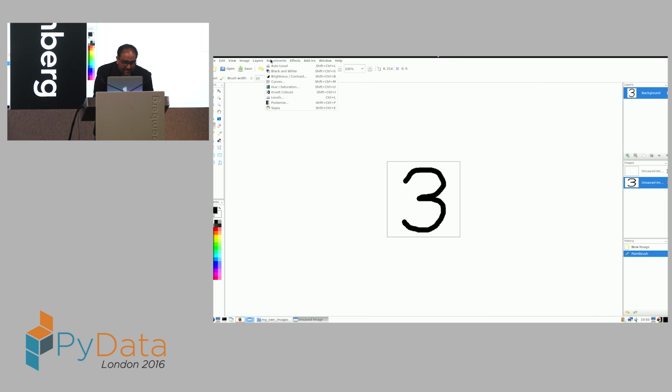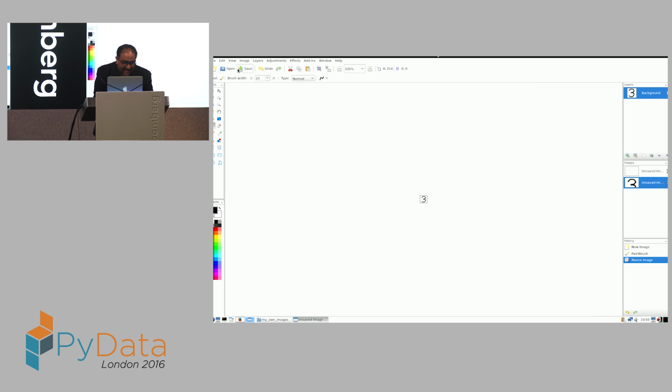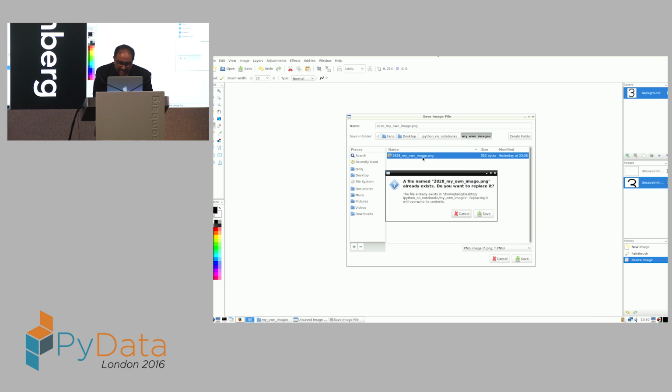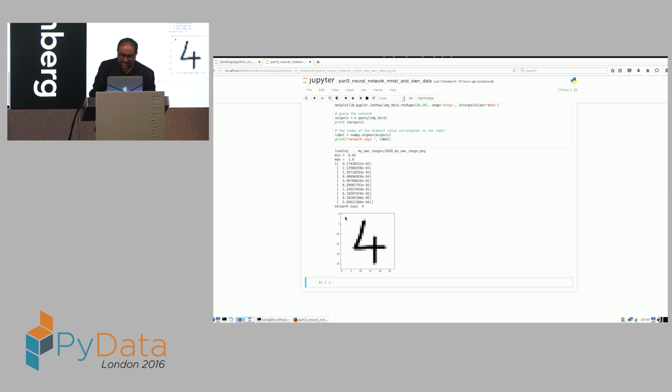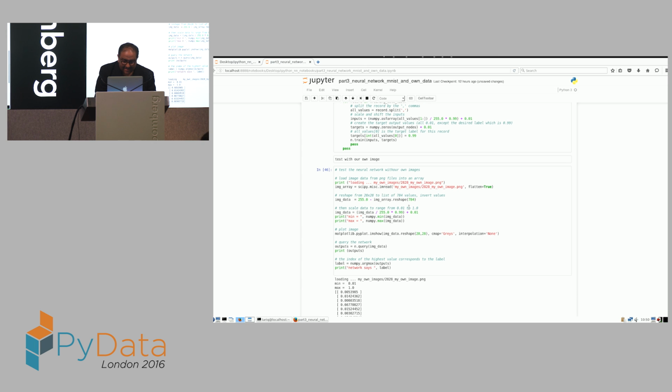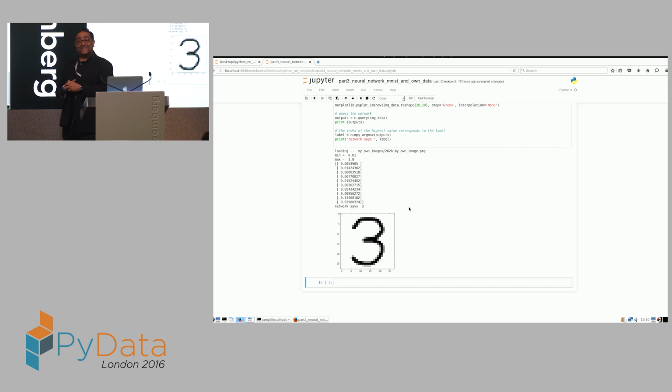And I'll resize that image to 28 by 28. I hope this works. And I'll save that. And then I have a network trained, and previously it was a 4, and I got that right. Right, moment of truth. 3, yep, network says it's 3. Phew, so it really does work.